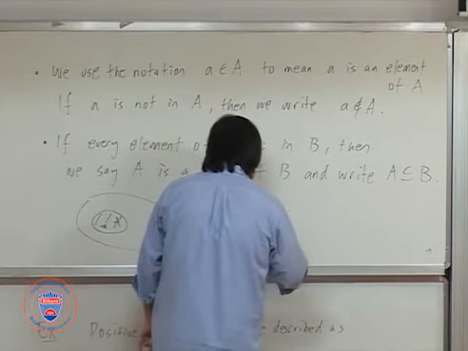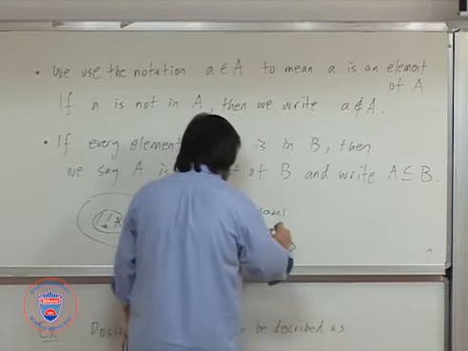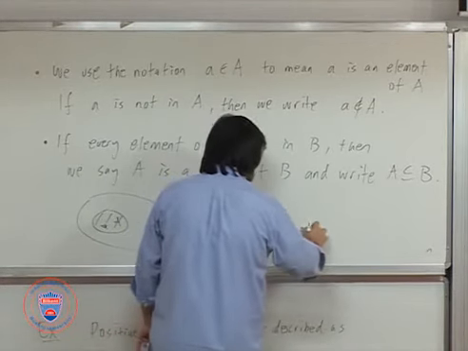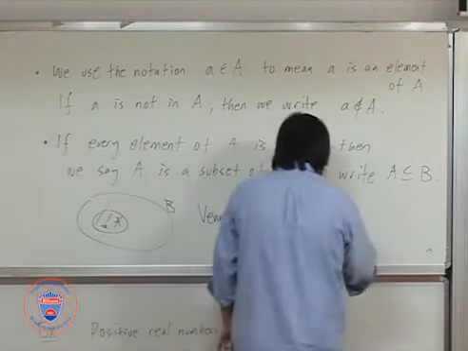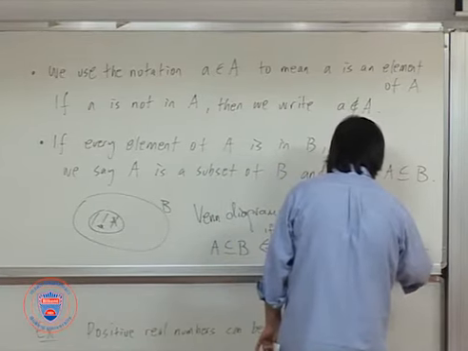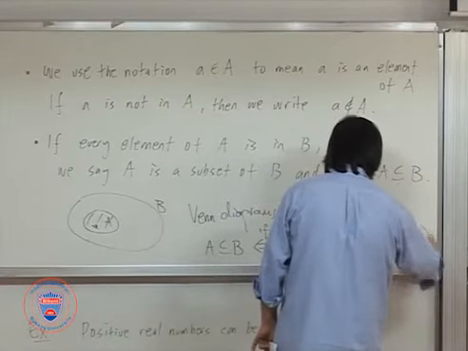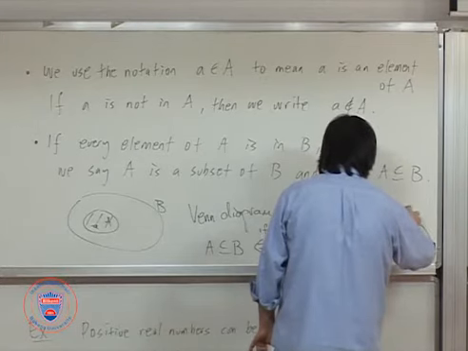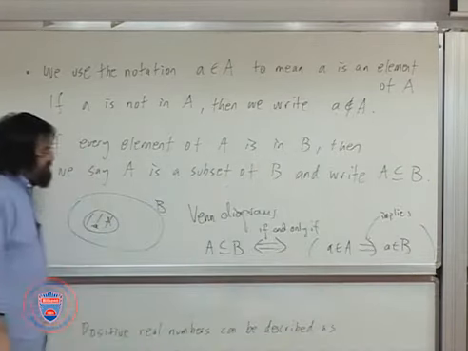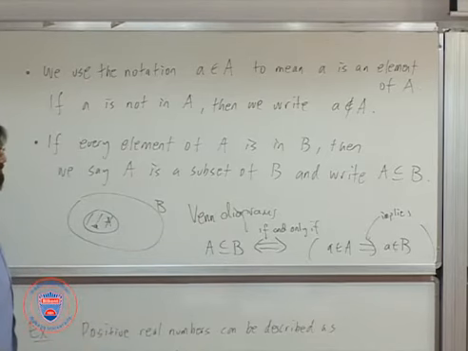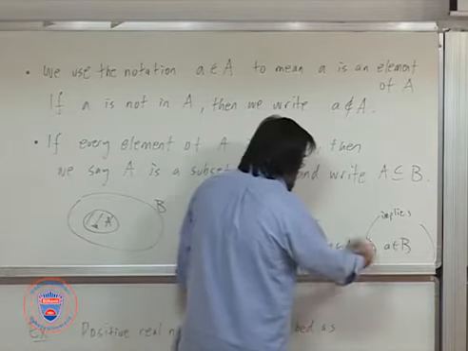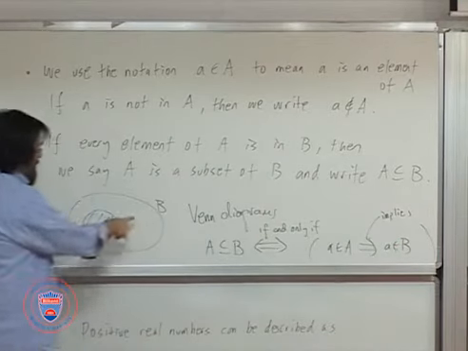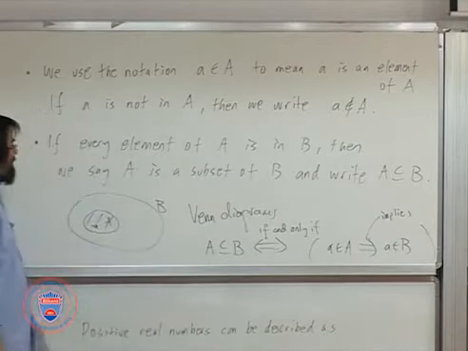A ⊆ B if and only if, and this is the sign for if and only if, so that means equivalent statements: a ∈ A implies a ∈ B. And this is implies. So these logical notations and signs may appear a couple of times and be used. So this means a ∈ A implies a ∈ B. So this is equivalent to this. Okay?